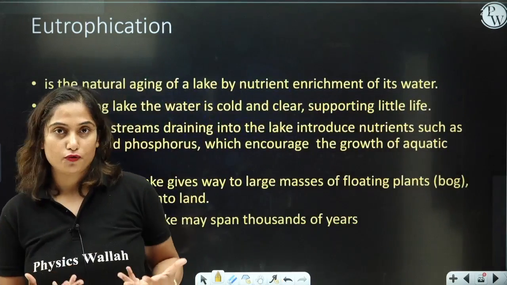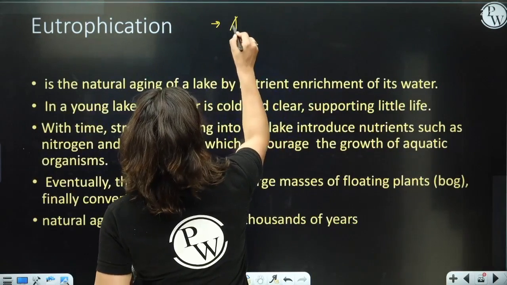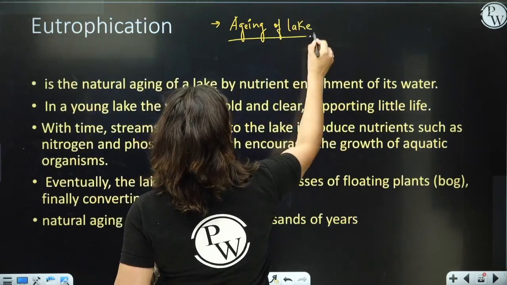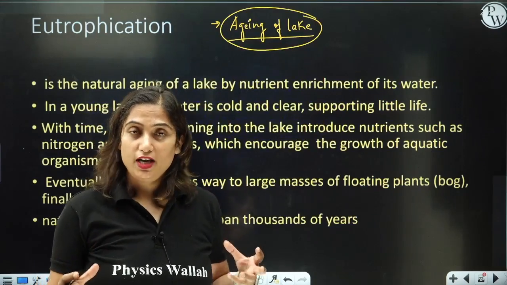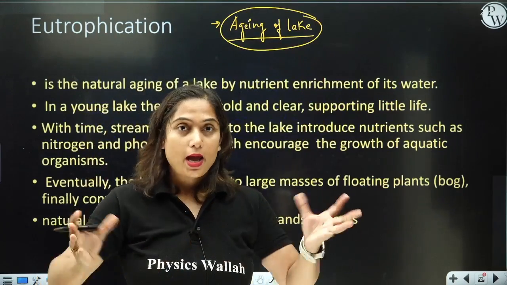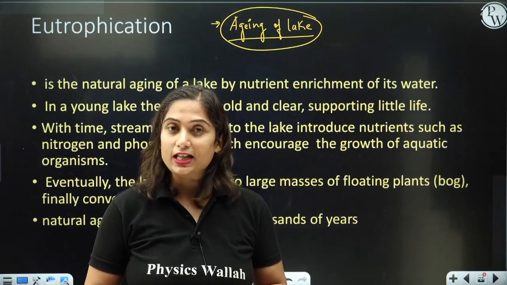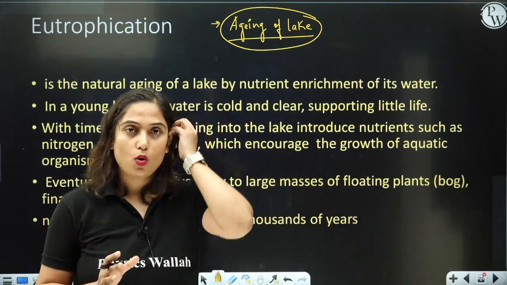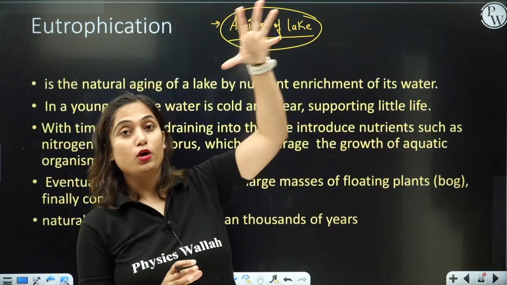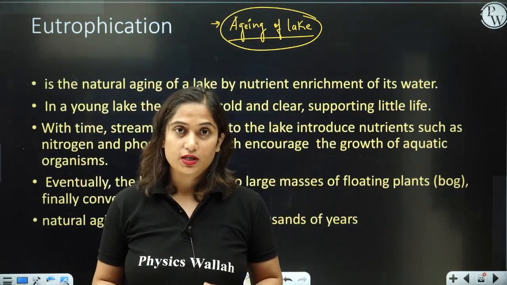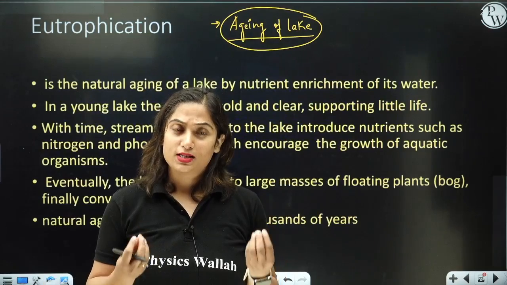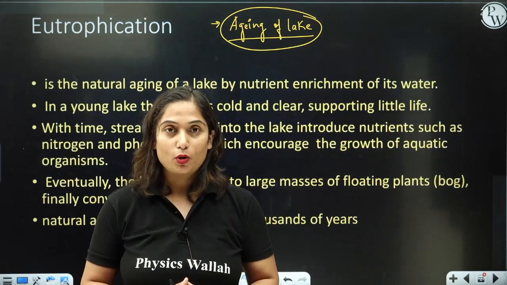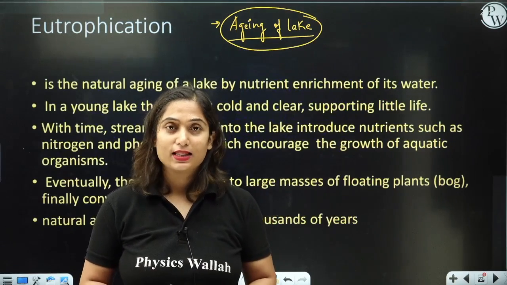What is called eutrophication? Eutrophication is called the aging of lake. Aging of lake is very natural and very normal, and you must have studied this in the chapter ecological succession, right? Inside a water body, when soil erosion happens and the soil from other areas gets deposited, and when the organisms die and get accumulated in the water body, then slowly and gradually the water body becomes forest. This is called the aging of lake.